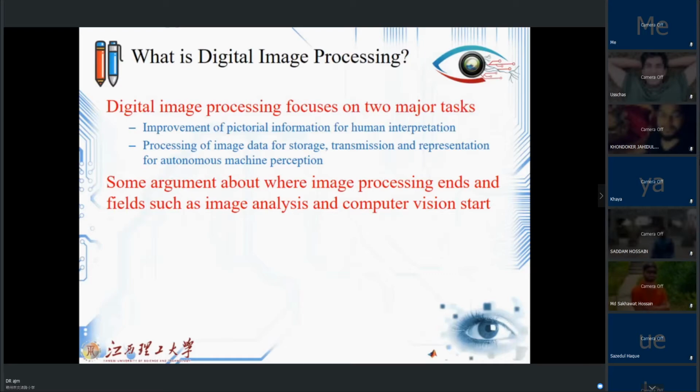Yes, for this type of definition, we are focused on two major tasks. One is that we want to improve the pictorial information for human interpretation. It means that we want to give humans more ability after seeing the image, and to process image data for storage, transmission, and representation for autonomous machine perception.